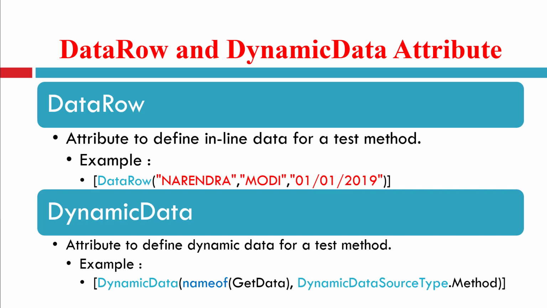DynamicData is an attribute used to define dynamic data for a test method. You can look at the example. In that one, I have mentioned a method name, getData, which is the one that supplies the data to this data-driven test case. And we have to mention where the data source is, and the data source is mentioned as a method.